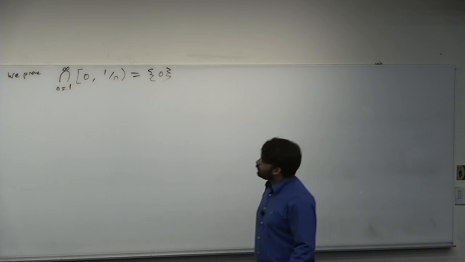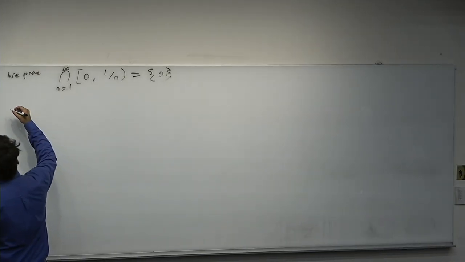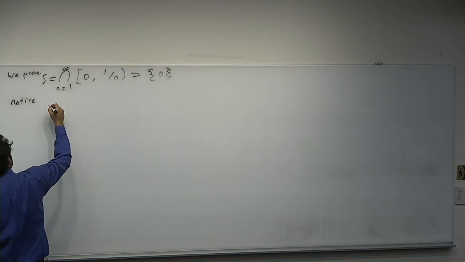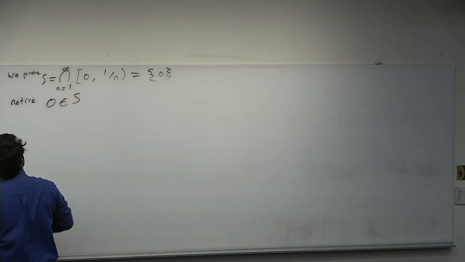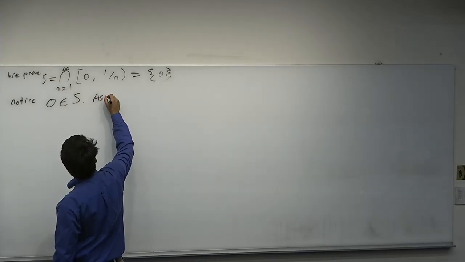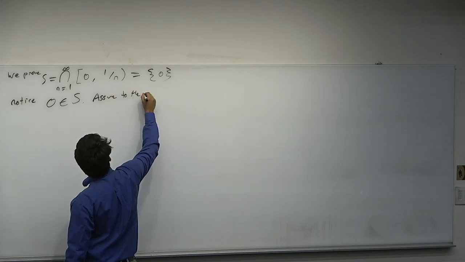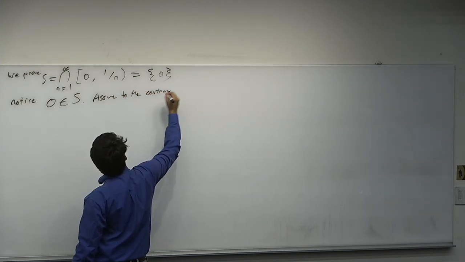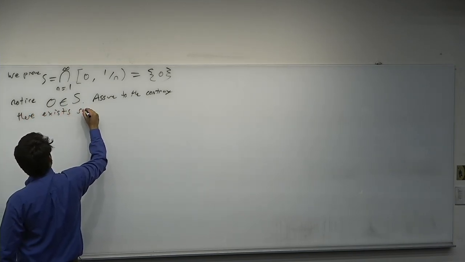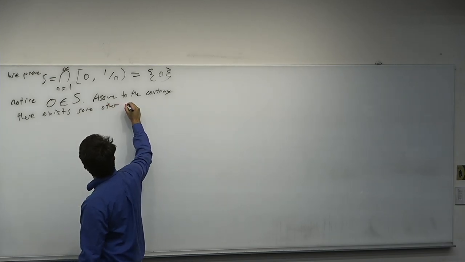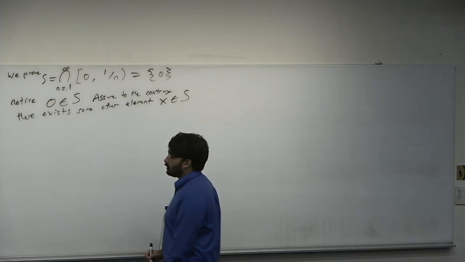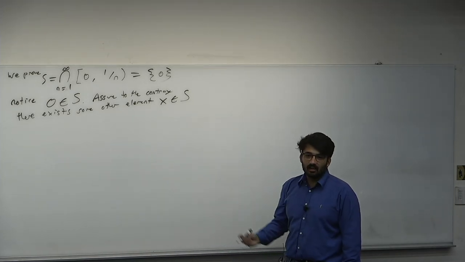So first off, let's prove it. Notice that, let's call this set S. Notice that 0 is an element of S. Unconditionally, we don't need to prove that. That's sort of obvious by looking at it. So assume to the contrary there exists some other element. Let's call it X. Okay? Assume to the contrary, there's a second item in the list.